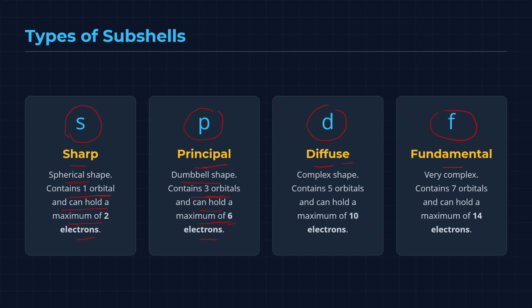Now next, d for diffuse. The d subshell has double dumbbell shapes, which are also complex shapes. How many orbitals does the d subshell contain? 5 orbitals, as we studied in the last class on quantum numbers, and it can hold a maximum of 10 electrons, because one orbital can accommodate 2 electrons. So 5 orbitals can accommodate a maximum of 10 electrons. Similarly, next is the f subshell, the last subshell we have studied, which contains 7 orbitals and can hold a maximum of 14 electrons.